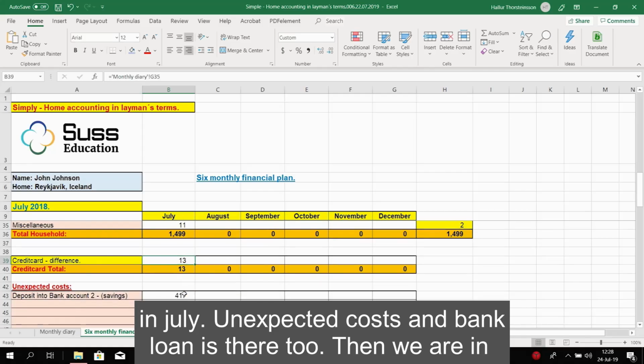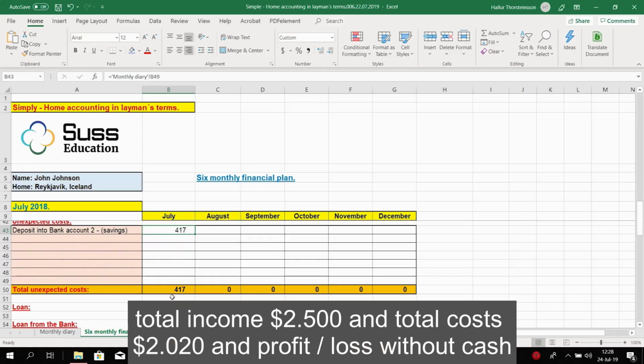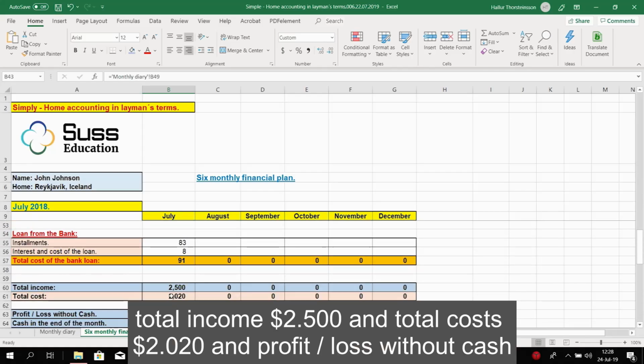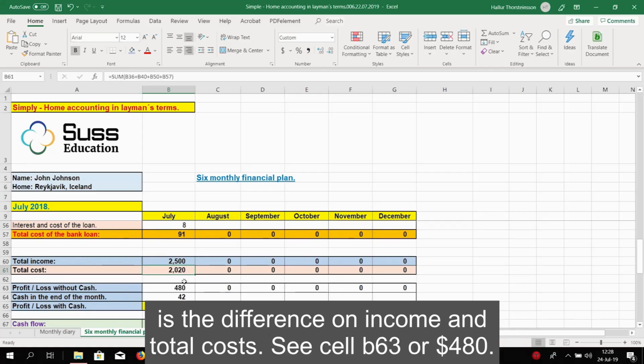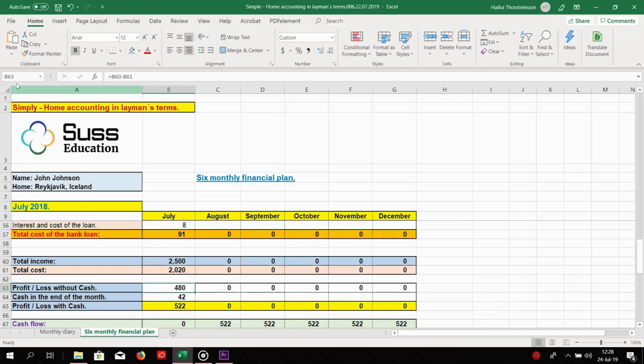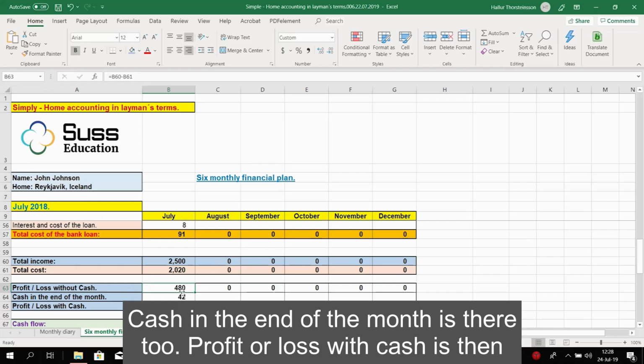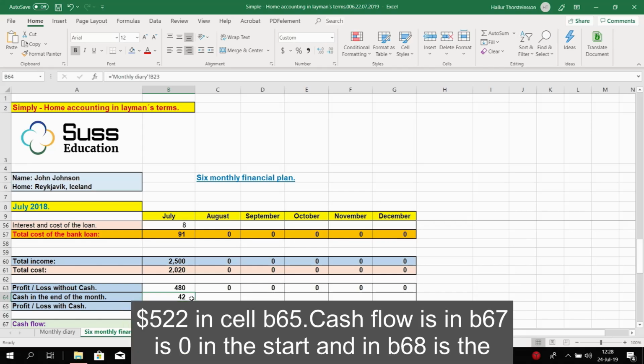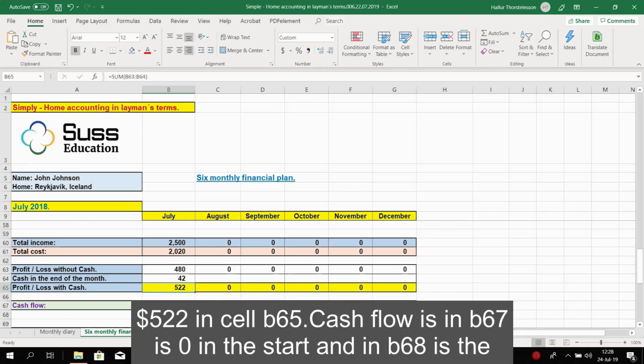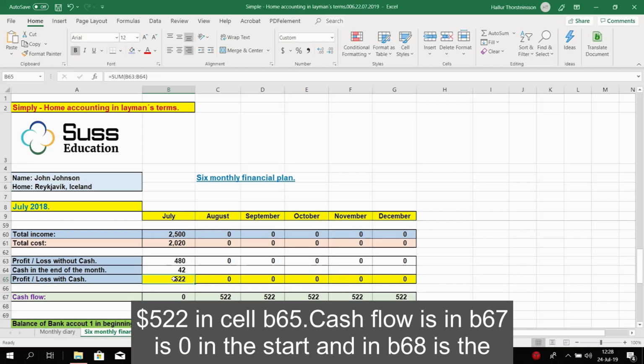Unexpected cost and my bank loans is there too. Then we are at total income $2,500 and total costs $2,020, and profit or loss without cash is the difference of income and total costs. See cell B63, or $480. Cash at the end of the month is there too. Profit or loss with cash is then $522 in cell B65.